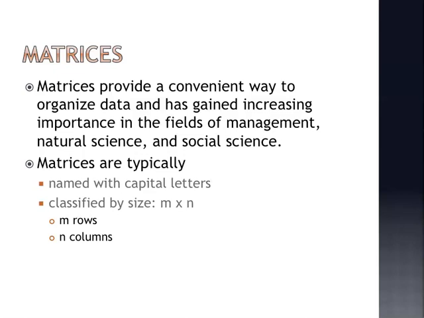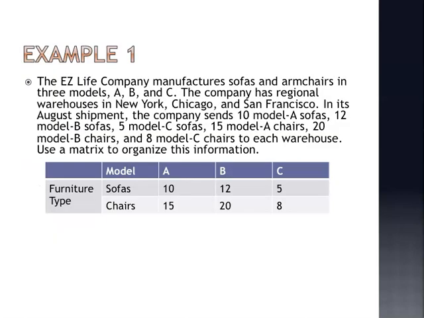So take a look at example 1. The Easy Life Company manufactures sofas and armchairs in 3 models, A, B, and C. The company has regional warehouses in New York, Chicago, and San Francisco. In its August shipment, the company sends 10 Model A sofas, 12 Model B sofas, 5 Model C sofas, 15 Model A chairs, 20 Model B chairs, and 8 Model C chairs to each warehouse. Use a matrix to organize this information.